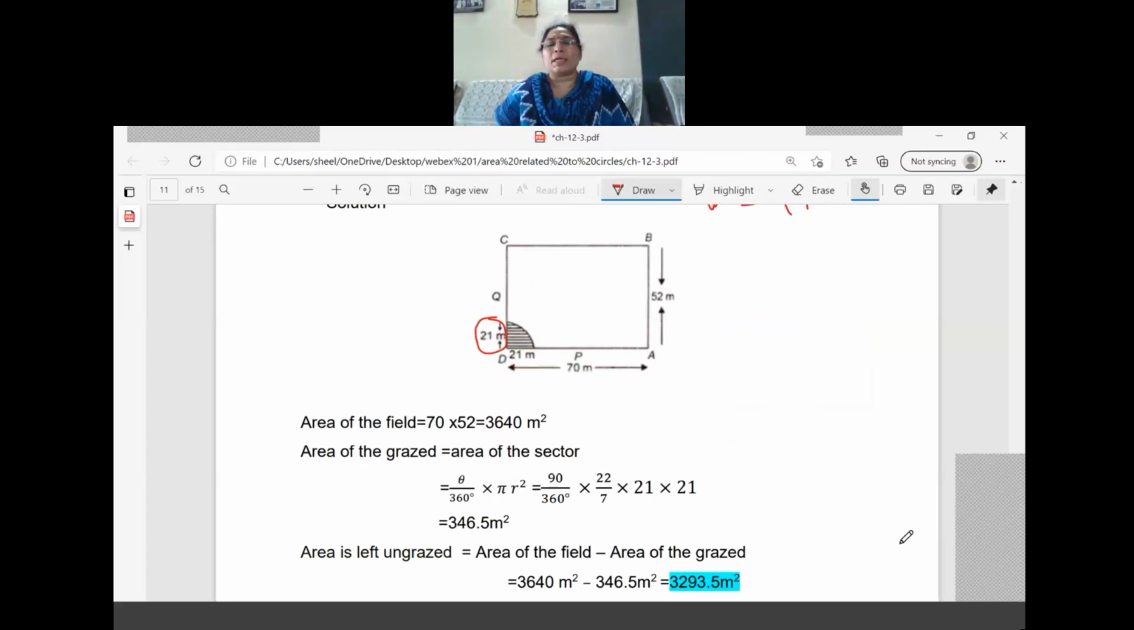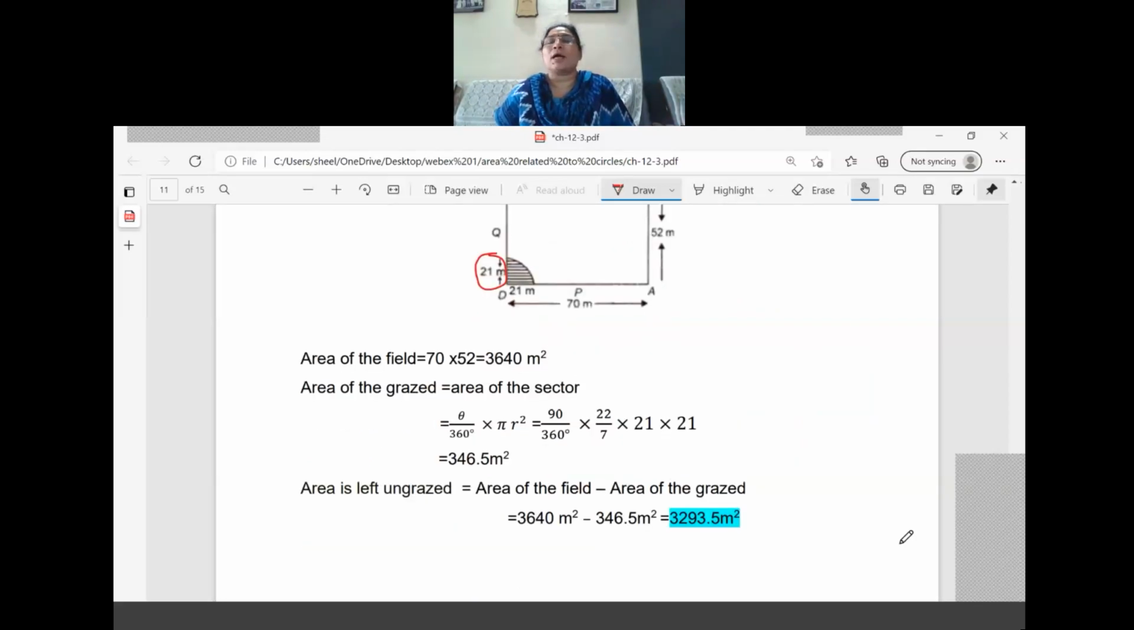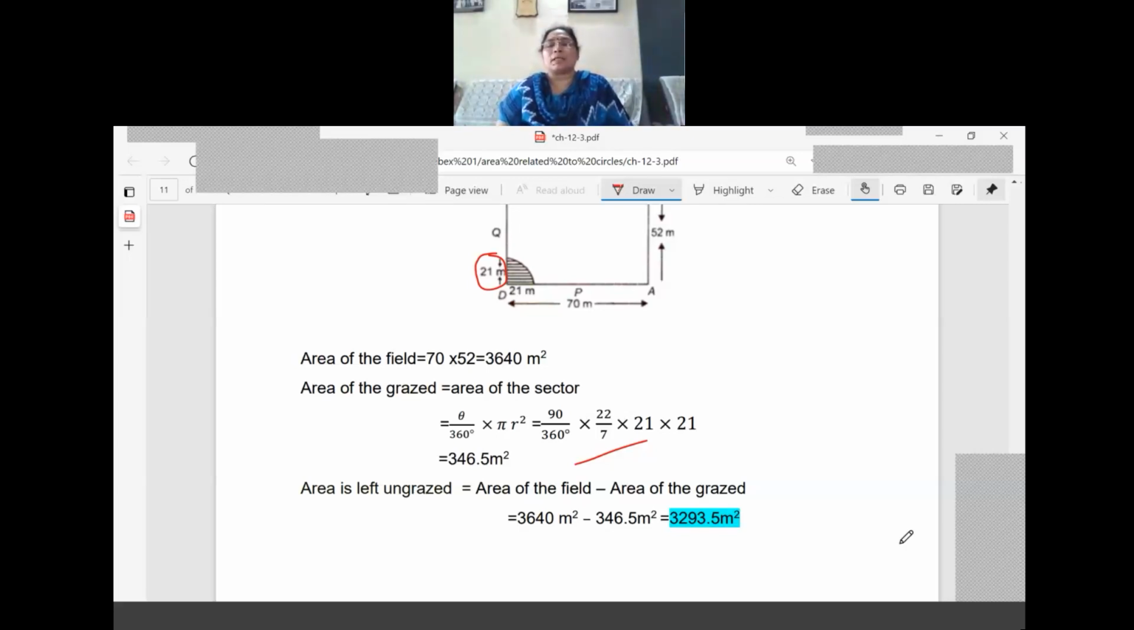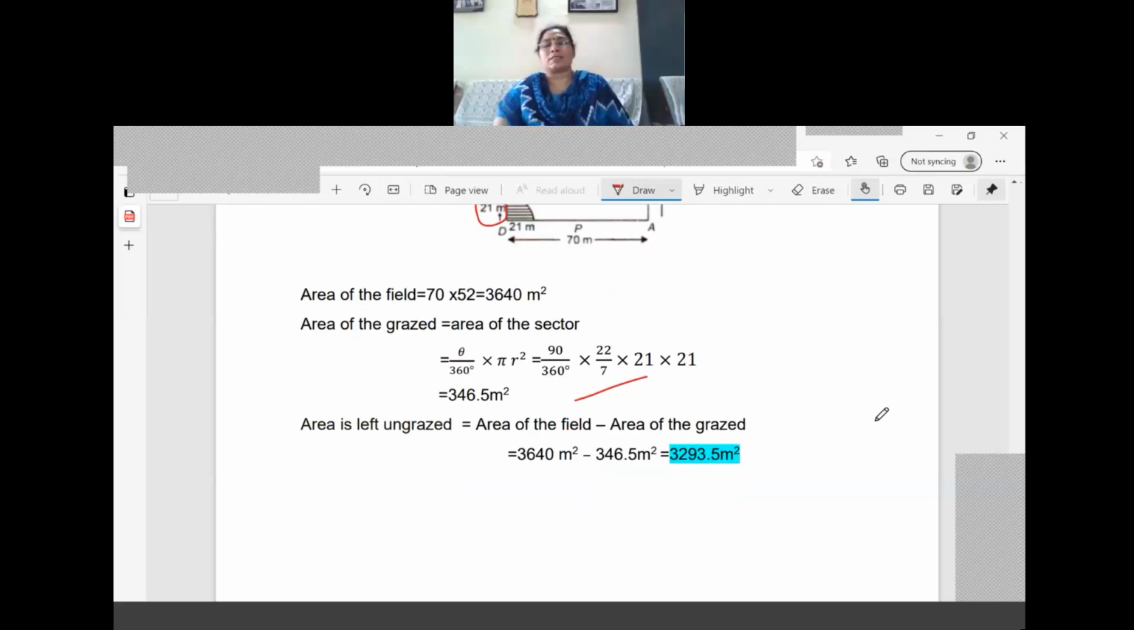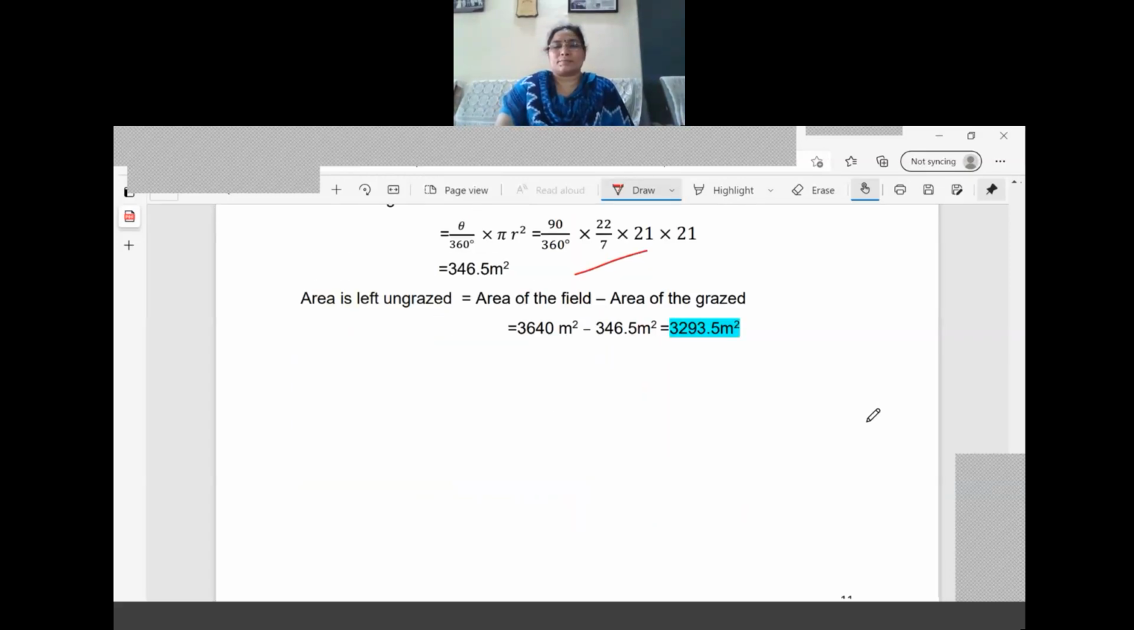So we are calculating area of the sector by using which formula? Theta by 360 into pi r square, and it is equal to 346.5. Now area left ungrazed is the total area minus area of the grazed. That is equal to 3293.5 meter square only. So we got the second question's answer also. What is ungrazed is asked, and what is grazed is also asked.